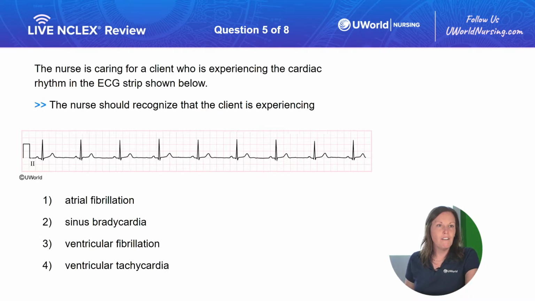All right, question 5. The nurse is caring for a client who's experiencing the cardiac rhythm in the ECG strip shown below. The nurse should recognize that the client is experiencing option 1, atrial fibrillation, option 2, sinus bradycardia, option 3, ventricular fibrillation, option 4, ventricular tachycardia. All right, let us know what you guys think.